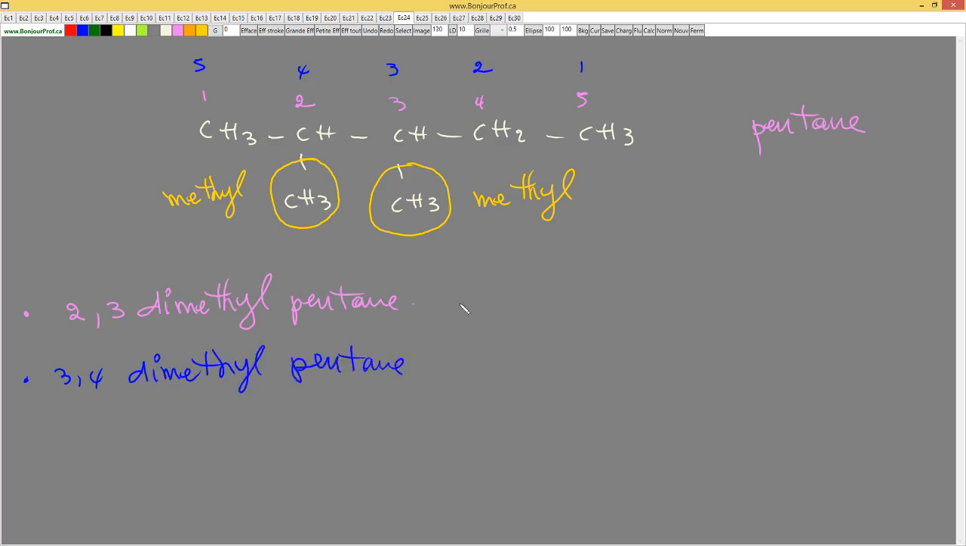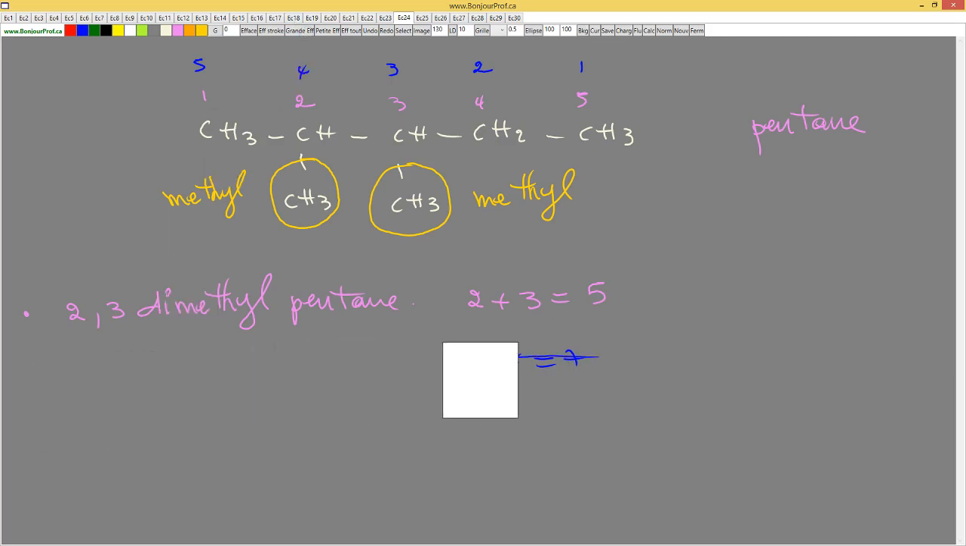Which one are we going to keep? Again, we are going to do the math. This one I have 2 and 3, so I do 2 plus 3. It gives me 5. This one has 3 and 4, so 3 plus 4 gives me 7. So 7 is greater than 5. That means I have to ignore this one. The one that has the biggest number is not the right one, and the one that has the least number is the right one. So the name of this molecule is this one.